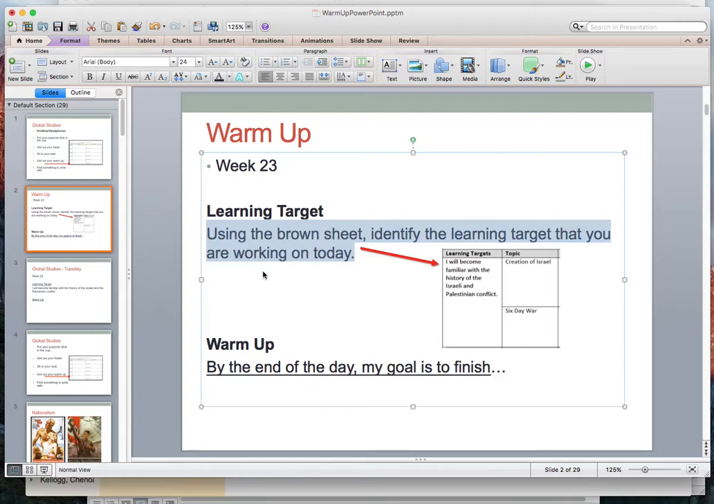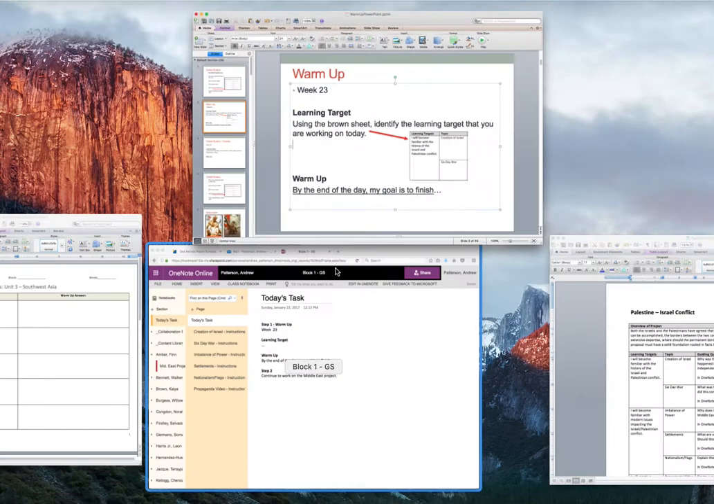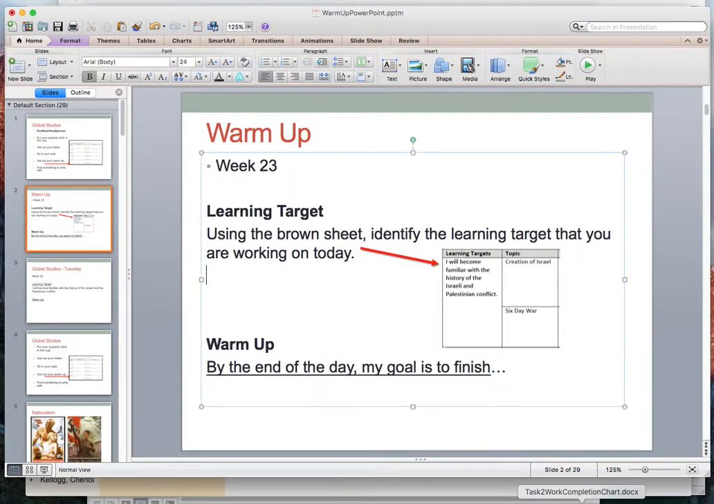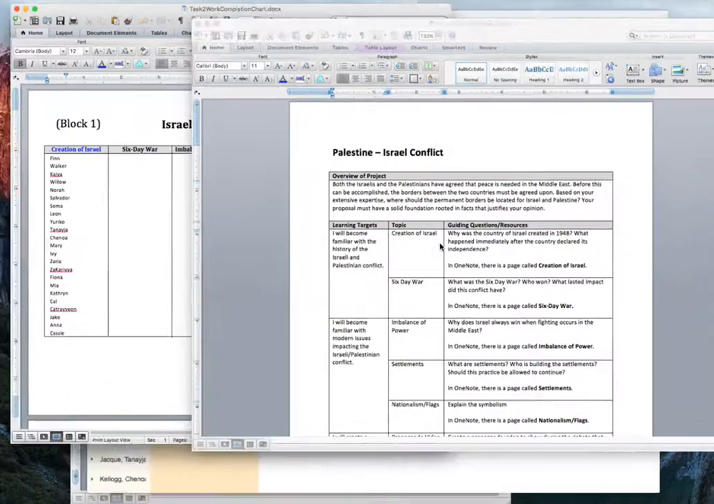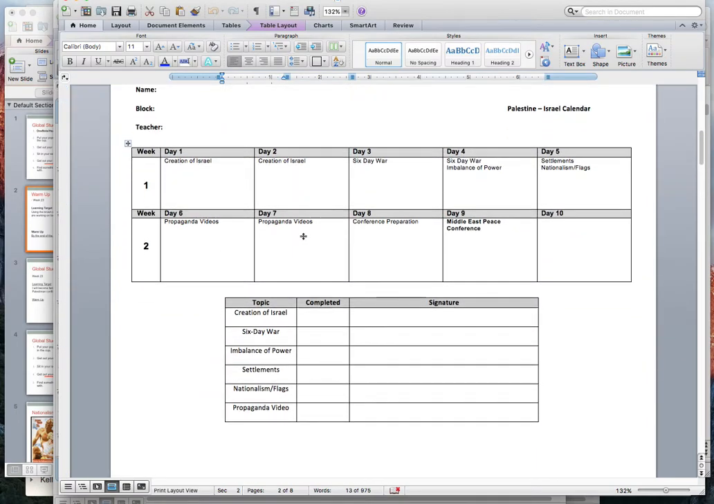As people go through and start working from today until the last day in about 8 or 9 days, each person, each student can be working on a different step, which means that they have a different learning target and they have a different warm-up answer. So how you figure out what step or what learning target you have is you need to find the brown piece of paper. Your brown piece of paper, which looks like this.